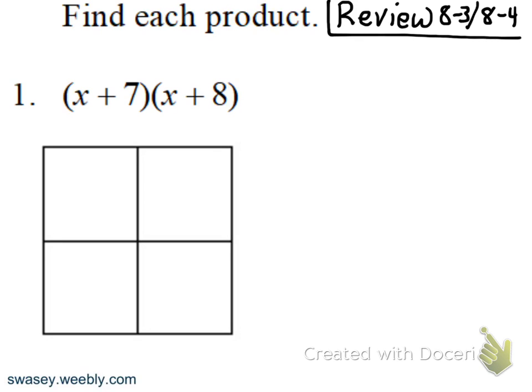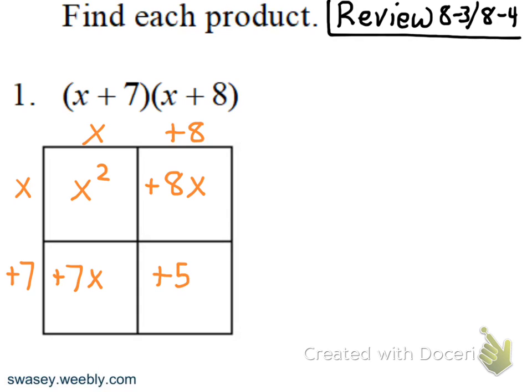I'm going to take this first polynomial, and it's going to be the vertical one. This first method, sometimes we'll call the box method or the area method. And then the second polynomial will be horizontal. Now we're going to find the area of each box. So x times x gives us x squared. X times 8 gives us 8x, and that's positive. 7 times x is 7x, positive, and 7 times 8 is positive 56.